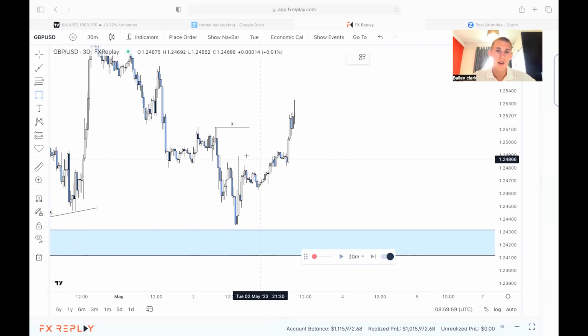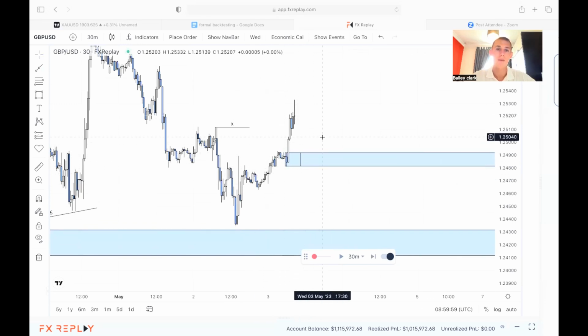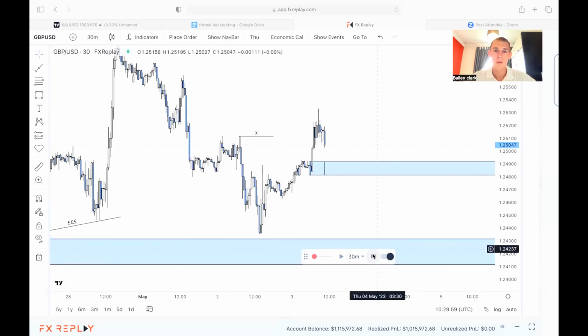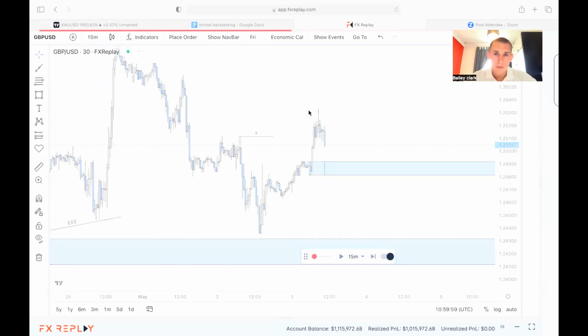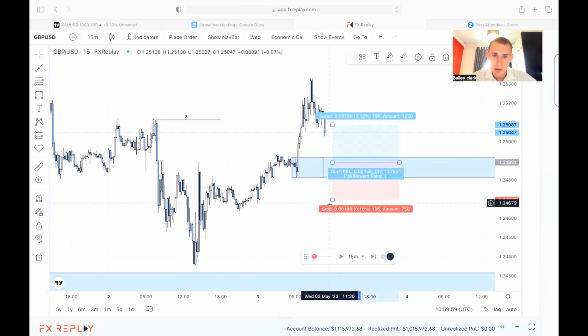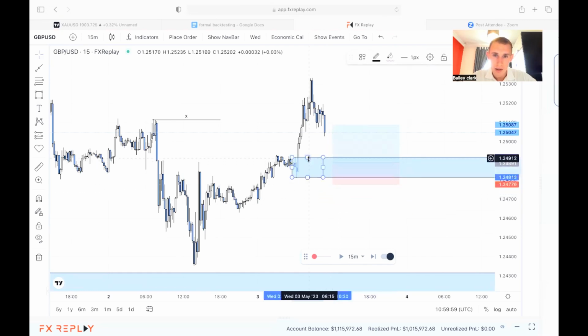All of these areas here are efficient. This is the most recent imbalanced area that was left inefficient. So if we see, yeah, we can set a limit on this. This is a valid area. Going to refine it to that 15-minute area just there as well.